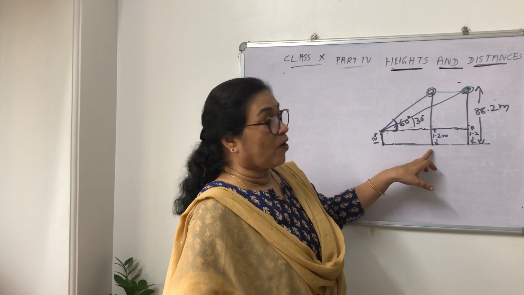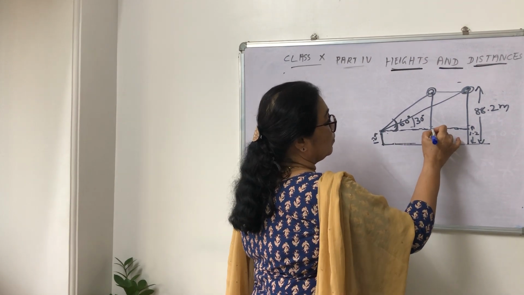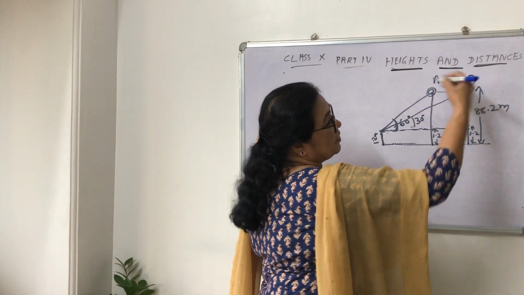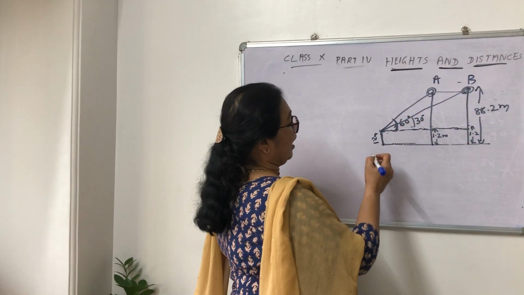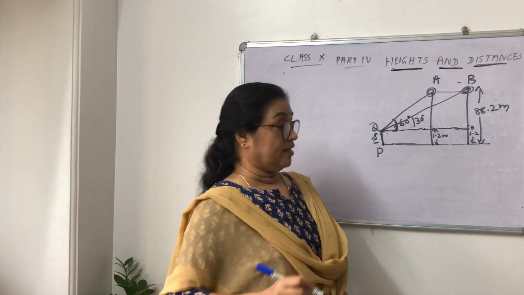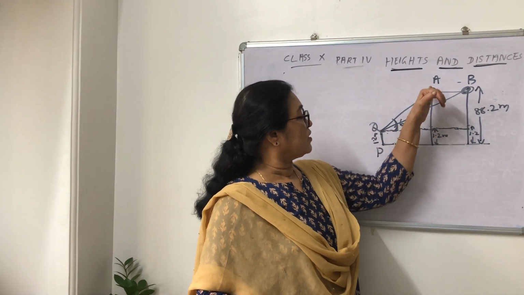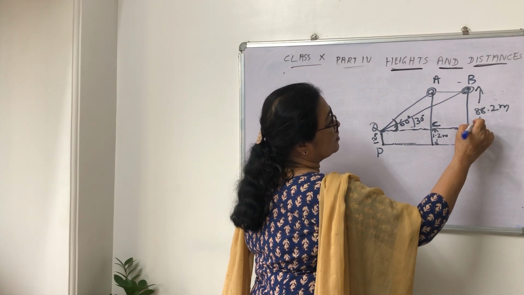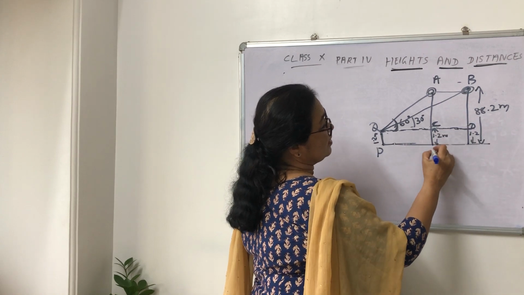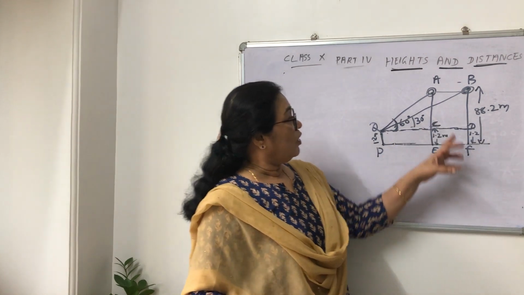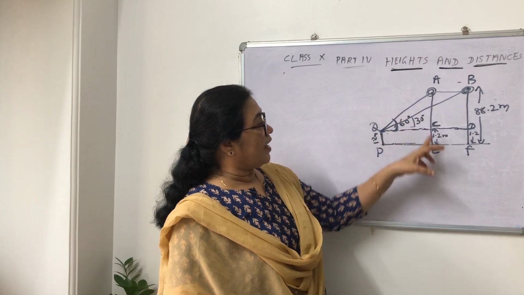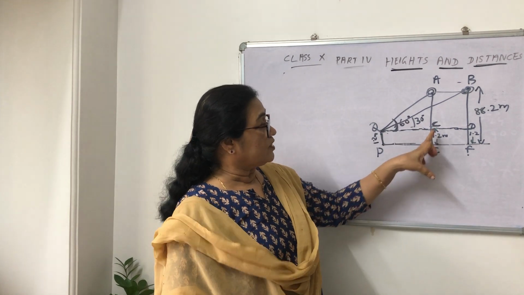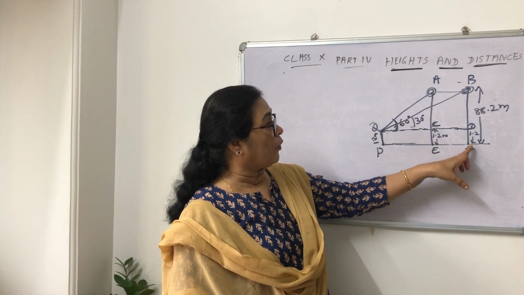So since this is 1.2, A is the first position and B is the second position of the balloon, and PQ is the girl. When it moves to this side, suppose this point is C and this point is D, E and F. When you take AE and BF, both are 88.2. The CQ and BF are 1.2.